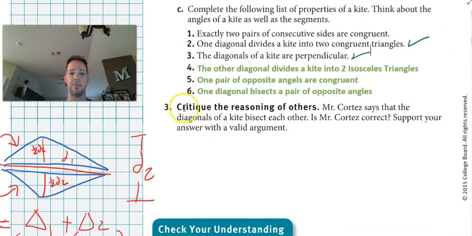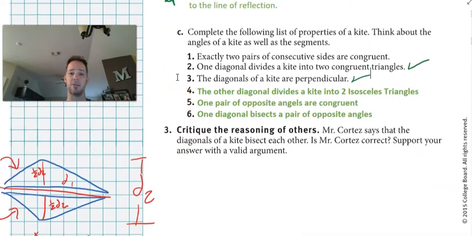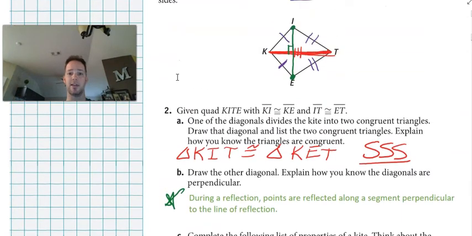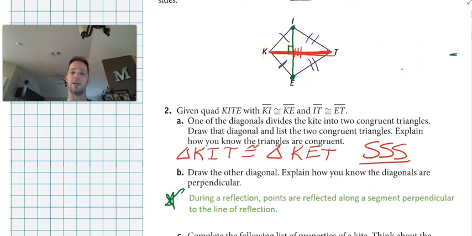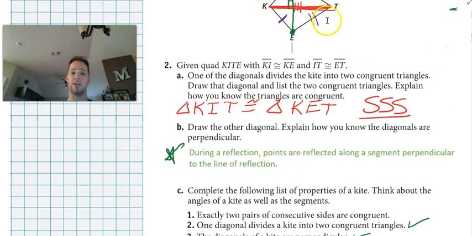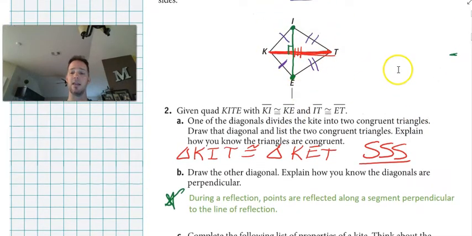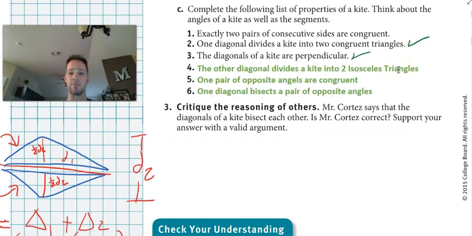All right, number 5 says that one pair of opposite angles are congruent. So notice angle K and T are not congruent, because if you put T way out here, that'd be a really tiny acute angle, and if you have K, it almost looks like it's 90 degrees. So opposite angles K and T are not congruent, but because angle I and E are a reflection of each other, they have to be congruent. So that line of reflection makes those angles I and E congruent to each other.